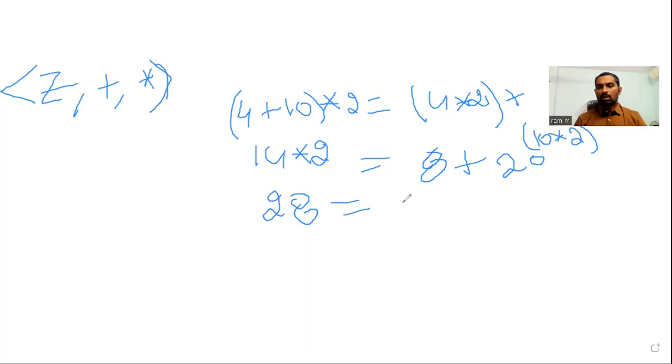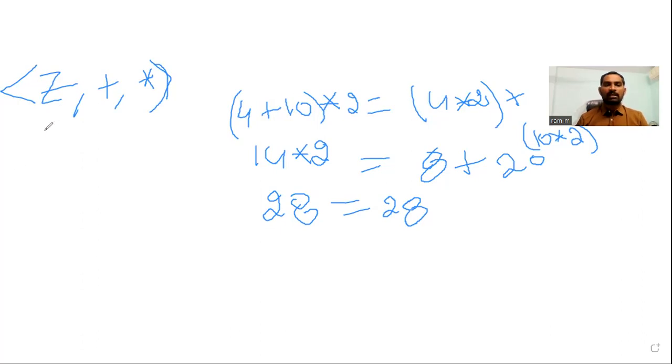Now what is 8 plus 20? 28. So this satisfies the distributive property also. So we can say the group, or we can say the set Z, that is the set of integers over the operations plus and star, is a ring. So I am again telling the properties a ring should satisfy.